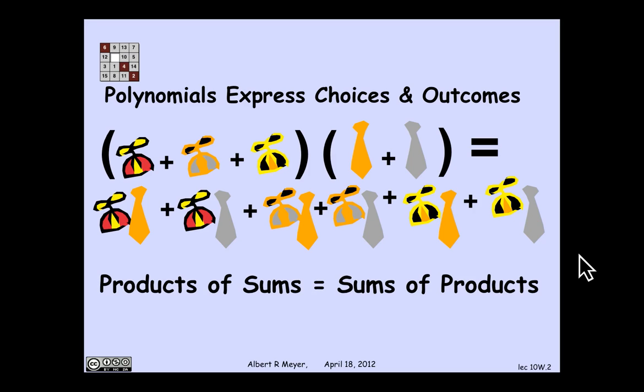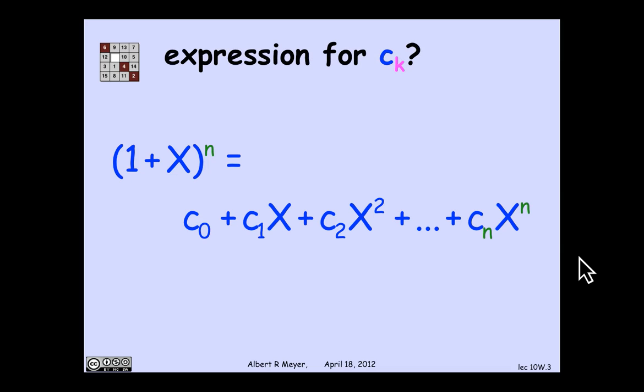The basic rule is that a product of sums, by the distributive law, becomes a sum of products, and the sums that you get involve products of all of the terms from each of the components in every possible way. Let's look at that as it applies to the binomial theorem.